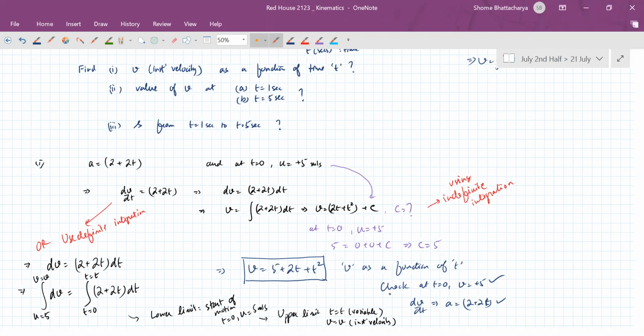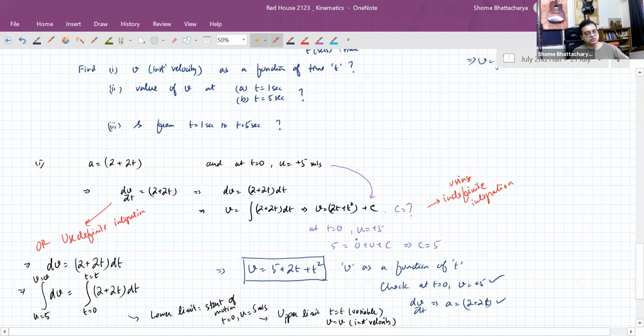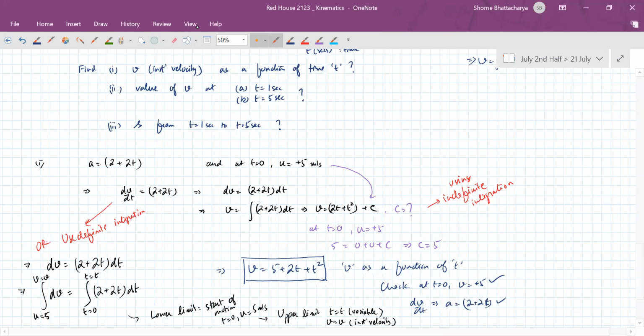So can you once again explain how we got 5 as the constant? Yeah, you put time as 0. You use this condition that is given, no? That at t equal to 0, the value of initial velocity was 5. So in that equation, you put the value on the left hand side, put v as 5, but at what time? When t is 0. So you get that constant value as 5. Got it, no? Yes, sir.